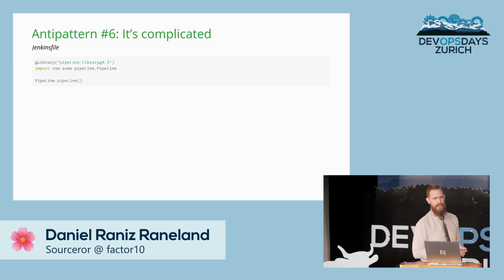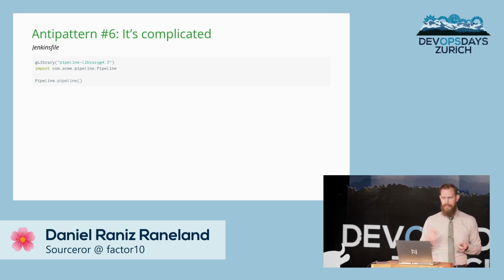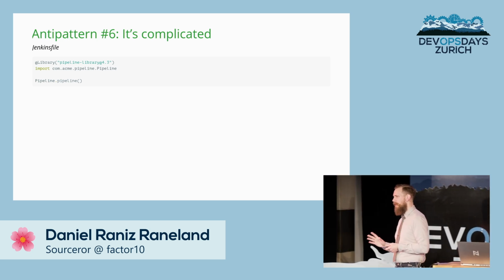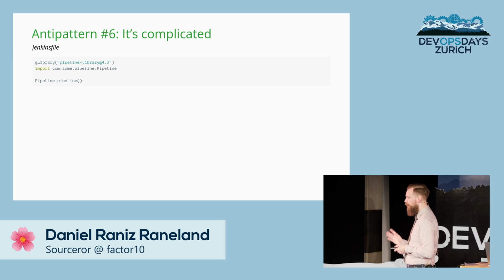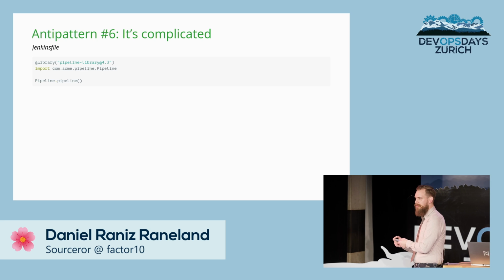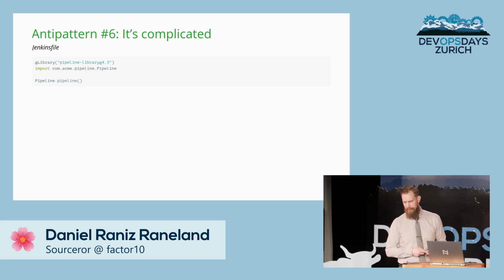Terrible, terrible use case. And I was tasked with porting this to GitHub Actions. So that's 4,000 or 5,000 lines of Groovy code that should be ported to GitHub Actions YAML. That was not a fun project.